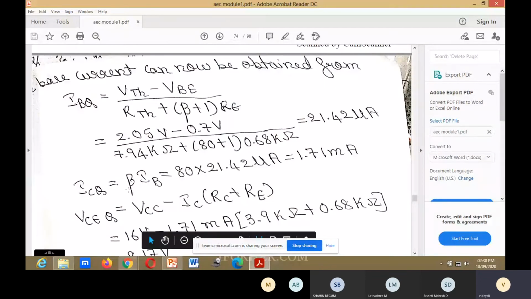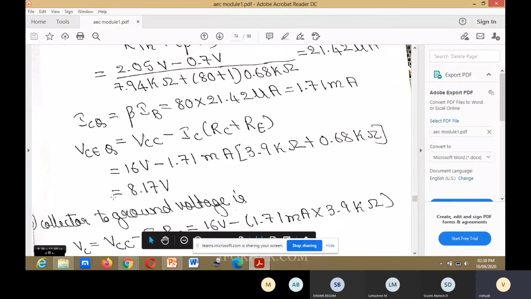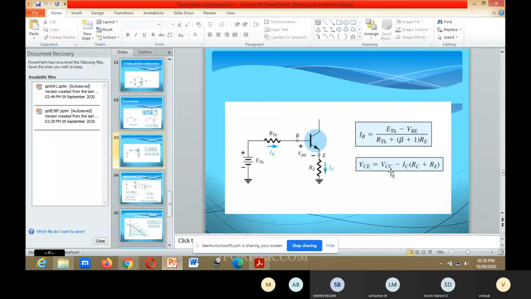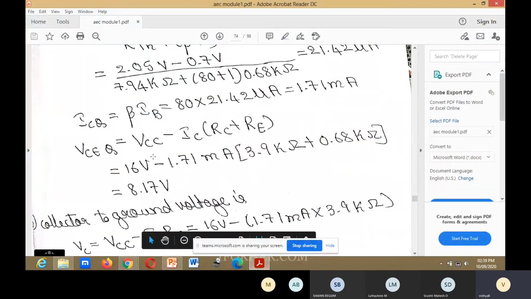Next, ICQ. ICQ is equal to beta into IB. Beta value is 80 and IB value is here. Substitute. After solving, you will get 1.71 milliamps. Next, VCEQ. From the collector emitter loop, we will write the equation: VCE is equal to VCC minus IC open bracket RC plus RE close bracket. Substitute the values. You will get VCEQ is equal to 8.17 volt.